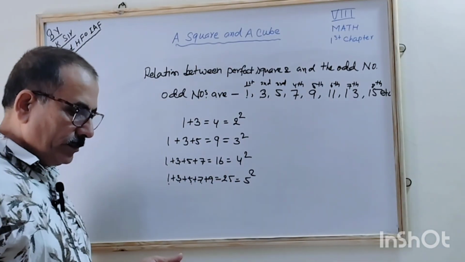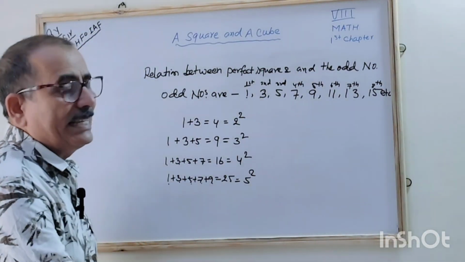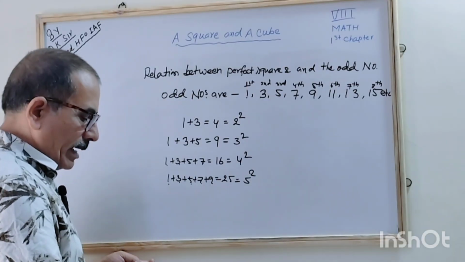Okay, so this is the way you can find out, and this is the relation you found out between the odd numbers and the square numbers, correct?